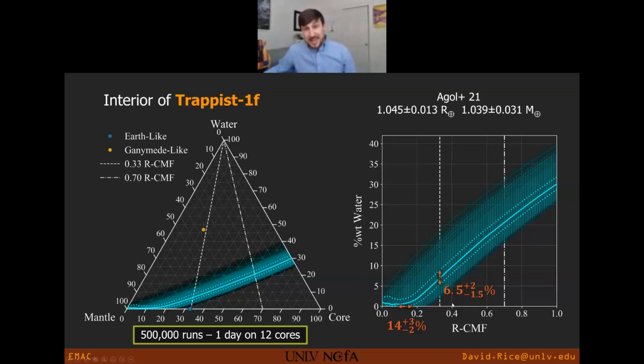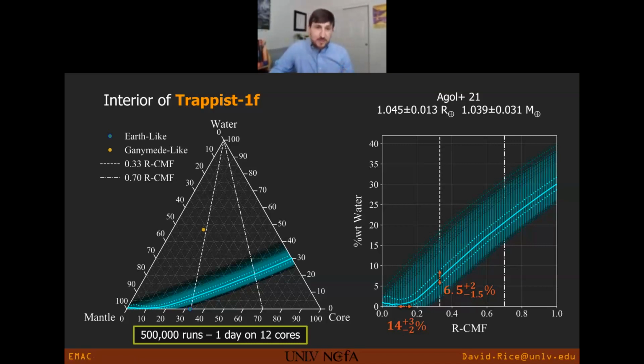We can also ask, if it has no water, how can you recreate TRAPPIST-1F? And we find that you need a 14% plus or minus 3% core mass fraction for the planet. This takes about 500,000 runs of MAGRATHEA, and we have it in a multi-thread mode, so you can run this across 12 cores, and it'll just take about a day.